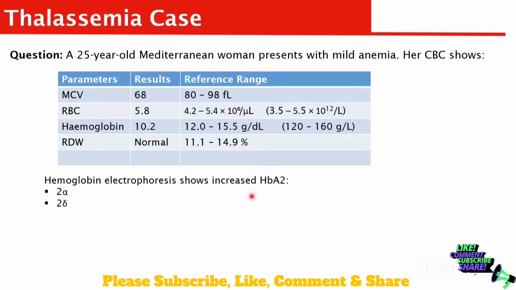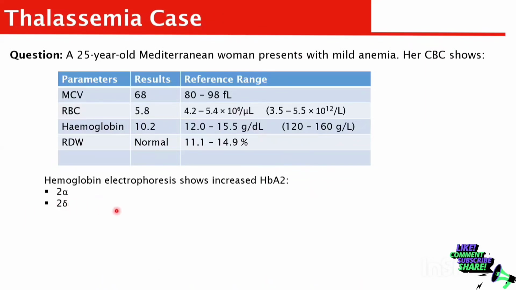Now, what happened is that you really want to see 2 alpha chain and 2 beta chain, okay? Now, what he's trying to say is that when a patient has something like hemoglobin A2, it actually means that this person has 2 alpha hemoglobin and 2 delta hemoglobin, okay?